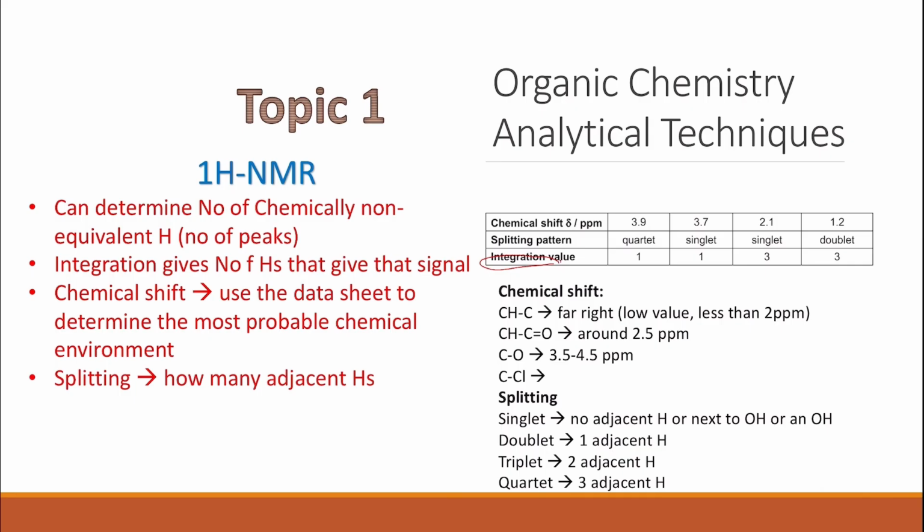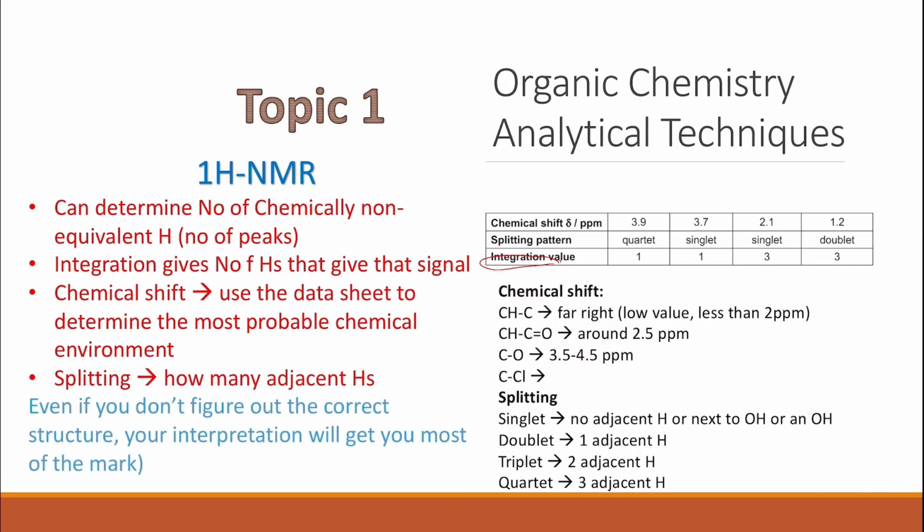So if you have one adjacent proton, or there is only one proton on the adjacent carbon, then the signal will be split into a doublet. If you have two, then it's going to be a triplet. If you have three, it's going to be a quartet, and so on. So even if you don't figure out the correct final structure, you don't need to worry too much, because your interpretation will get you most of the marks.